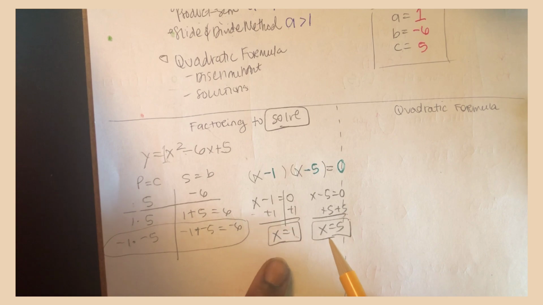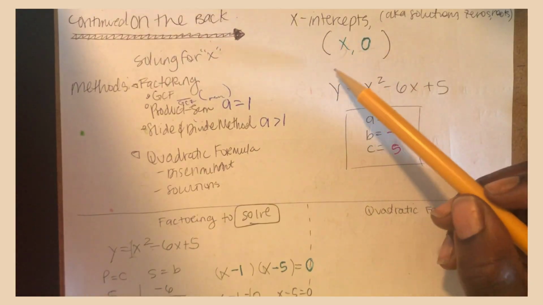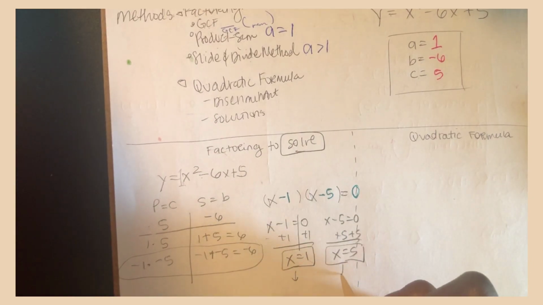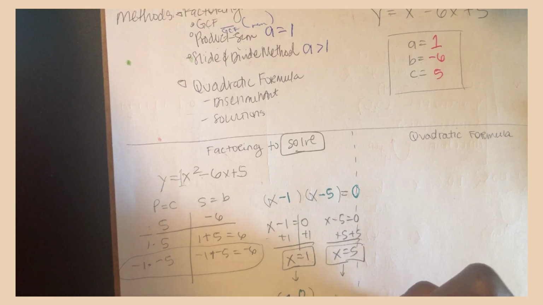But we have them here as solutions. Our x-intercepts, we want to graph these points on a graph. Remember, the goal is to graph these points. So we're going to turn them into ordered pairs. So our 1, and then our 0, and then our 5 and our 0.